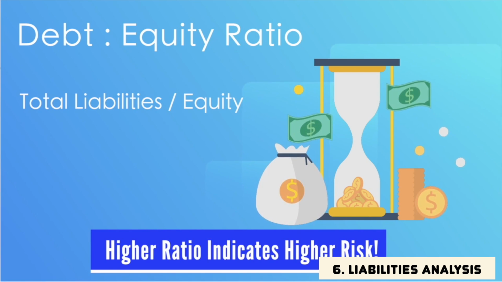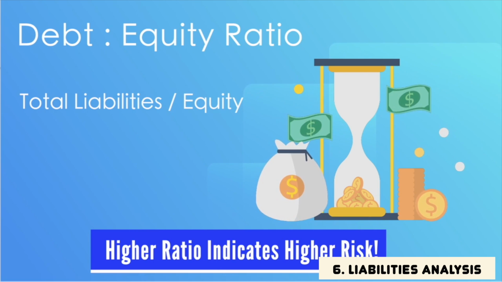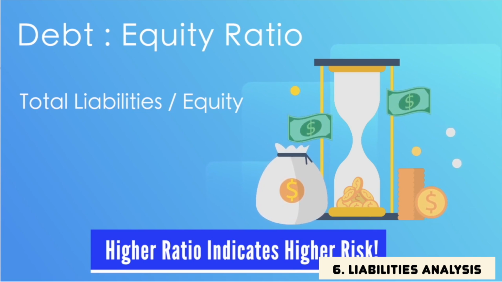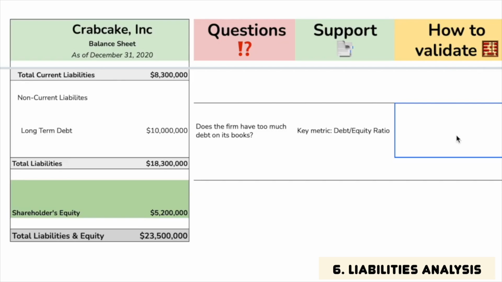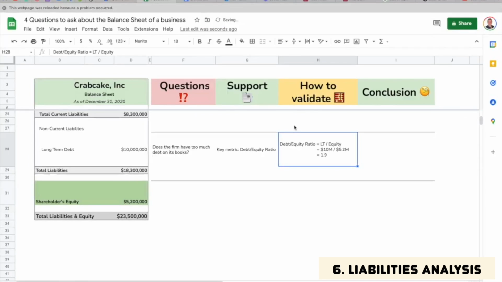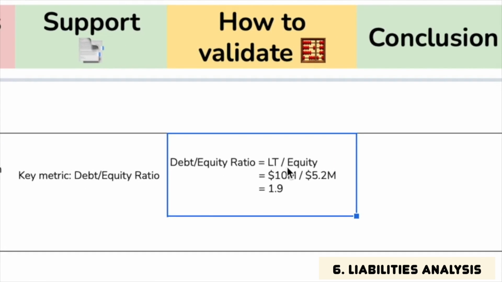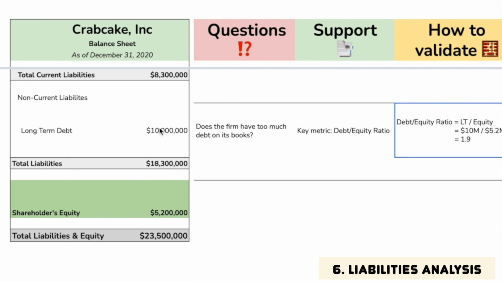And although the calculation for debt to equity ratio takes into account total liabilities divided by shareholders' equity, for the purpose of this video, we're going to modify the debt to equity ratio to focus on long-term debt only, because the risks associated with long-term debt are different than short-term debt and payables. And so this means the way to validate is to calculate the debt to equity ratio, and the calculation will go like this. We'll take long-term debt, in this case $10 million, and divide that by $5.2 million, which is the amount of shareholders' equity, and that will give us a factor of 1.9.